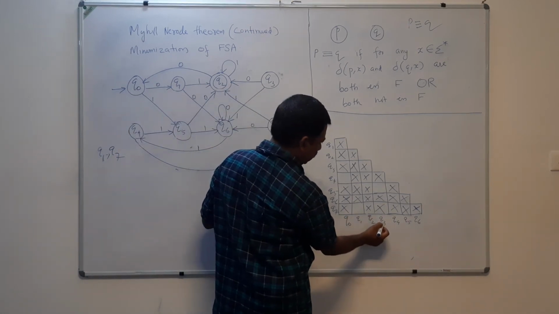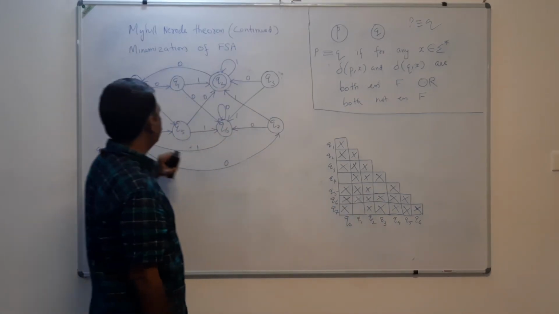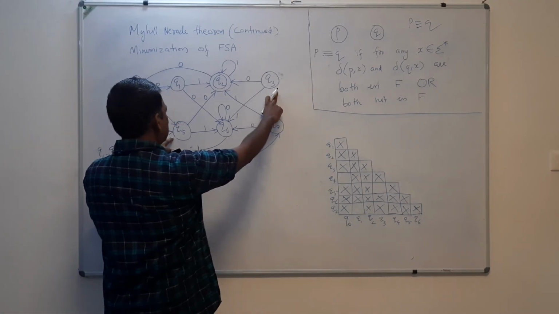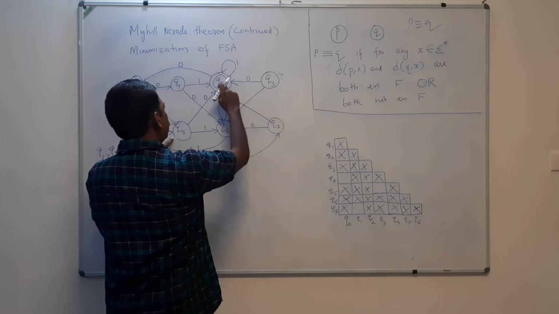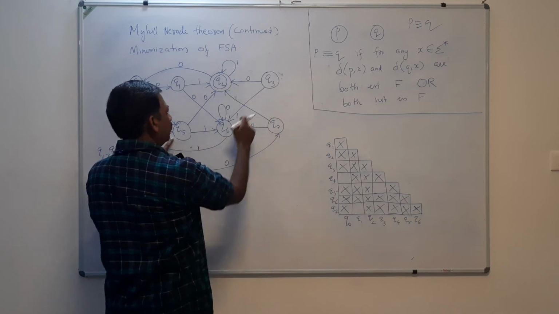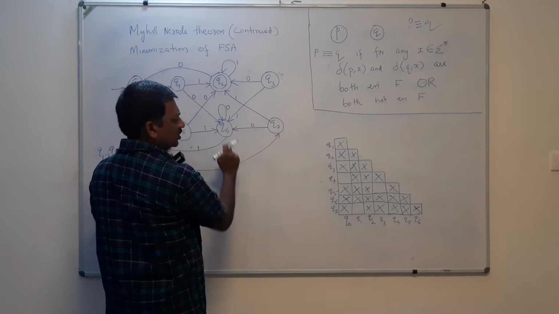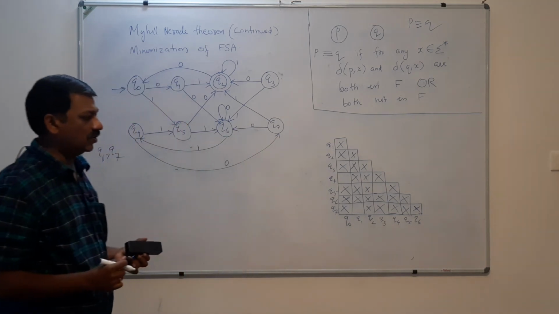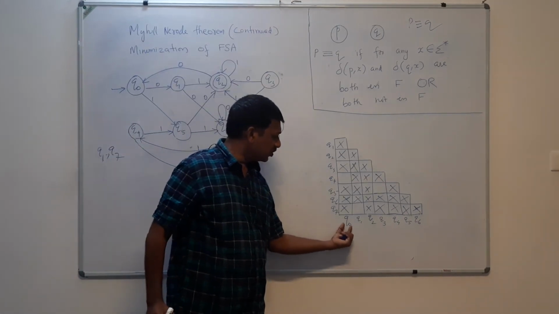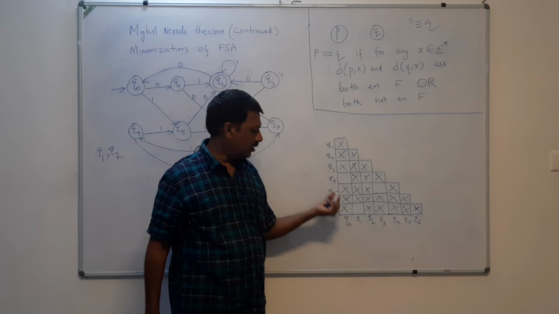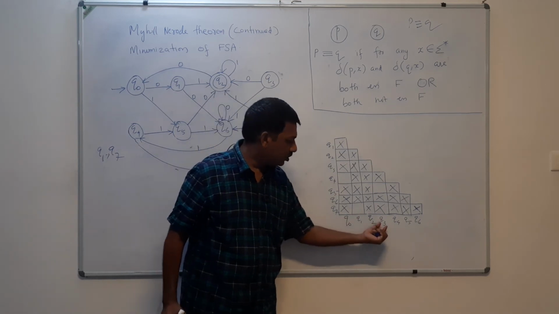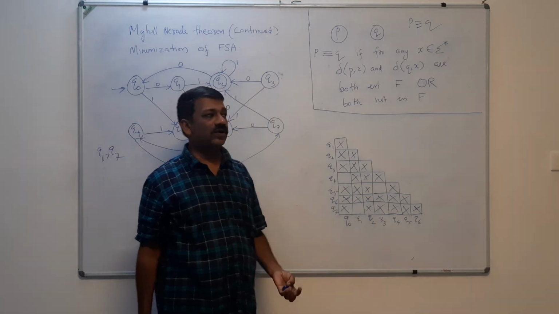Now, what about Q3 and Q5? On applying 0, Q3 on 0, Q2, Q5 on 0, Q2. What about applying 1? Q3 on 1 is Q6 and Q5 on 1 is Q6. That means they are not distinguishable. So here Q0 and Q4 are not distinguishable. Q1 and Q7 are not distinguishable. And Q3 and Q5 are not distinguishable.